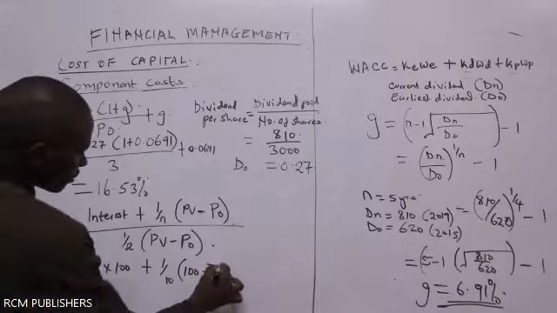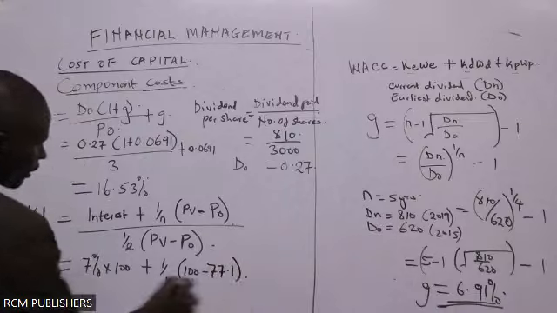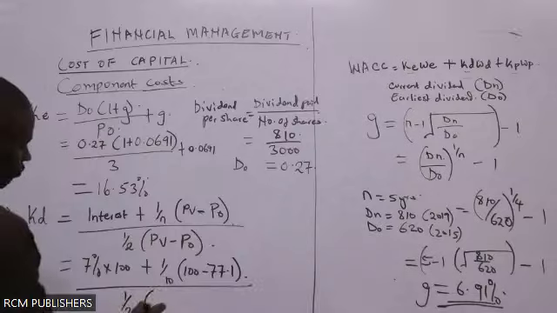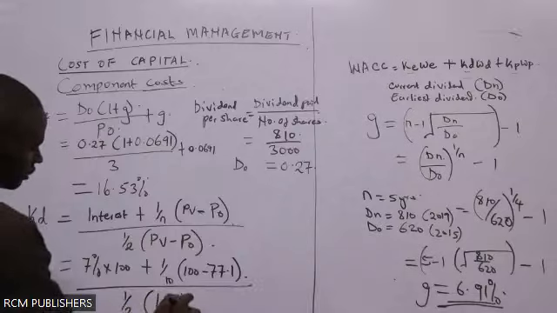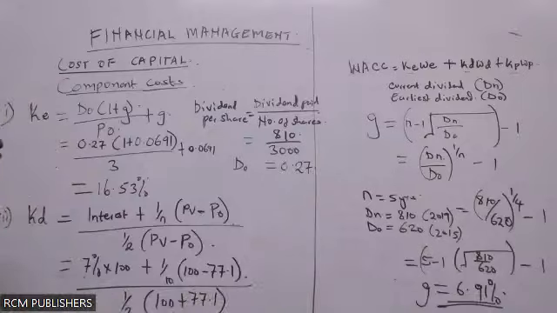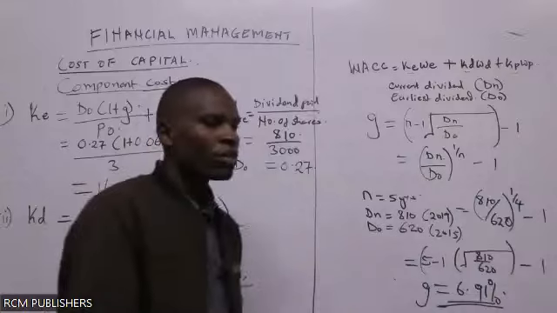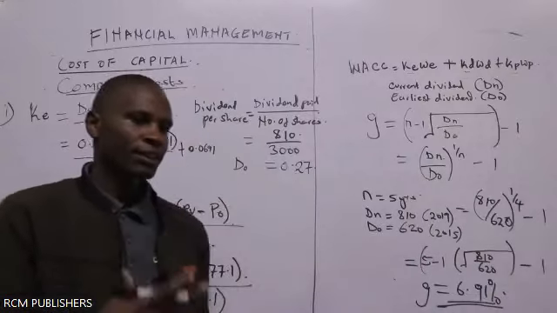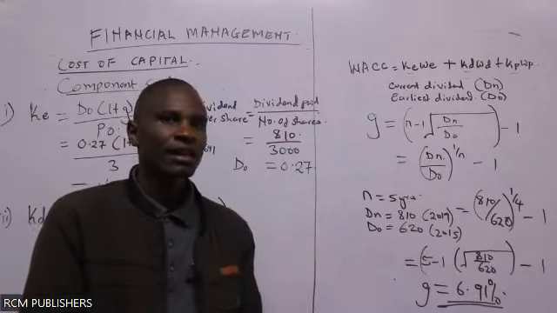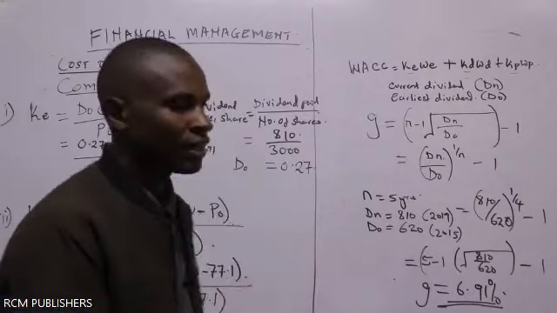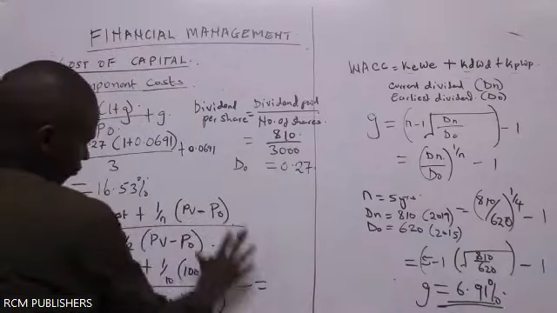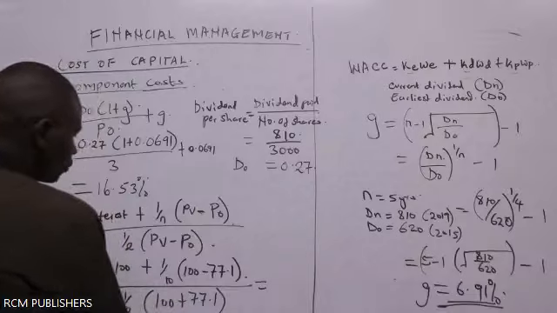So you subtract 77.1, and then you divide by half of the summation of 100 plus 77.1. Now class, what I would encourage you is to know the formula. Know your procedure. Just understand the procedure, because if you have this formula, it is easier for you because you have everything.